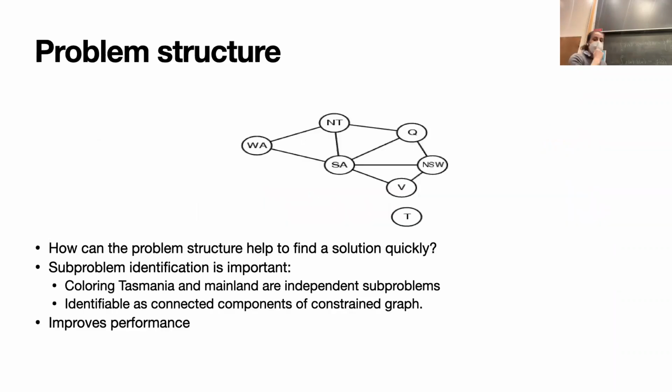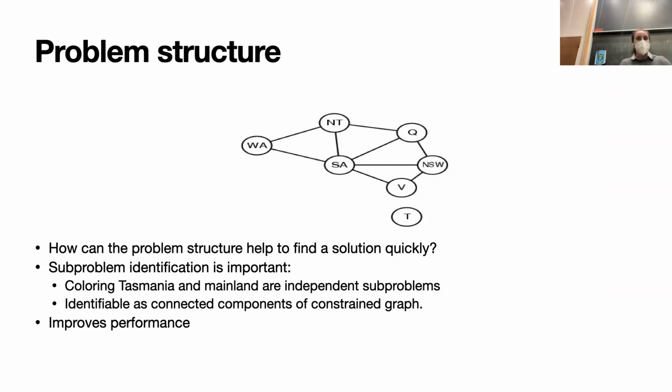Cool. So let's finish up this idea by talking a little bit about problem structure. How can problem structure help us find a solution so quickly? This goes back to a previous point. We pointed out that this graph was really nice for map coloring because you have Tasmania, things that are basically disconnected. What's really important in this class and in other computer science classes that you'll take is this idea of subproblem identification: coloring Tasmania and the mainland.